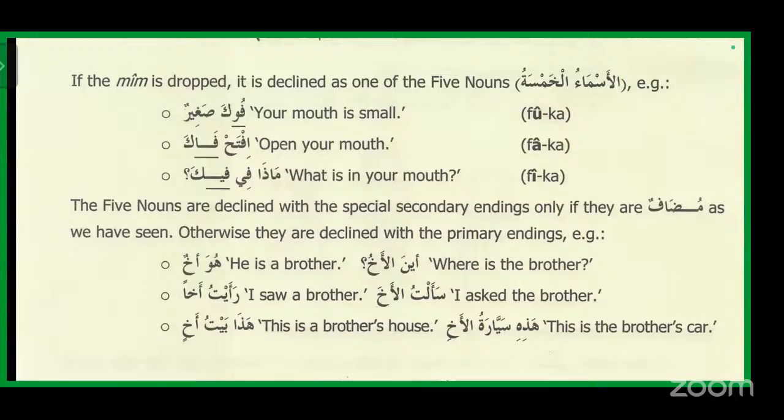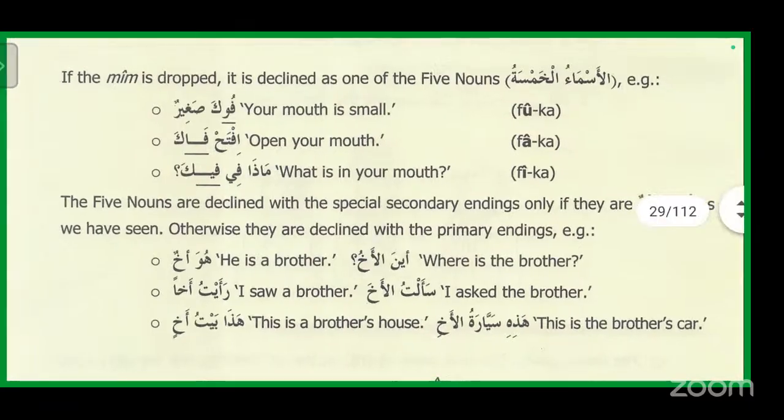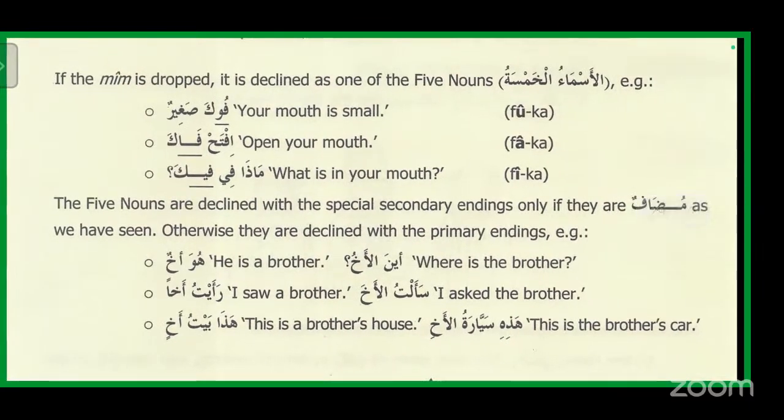If the meem is dropped, it is declined as one of the five nouns, al-asma'ul khamsa. Example. Fuka sagirun. Your mouth is small. Iftah faka. Open your mouth. Maza fi fika. What is in your mouth? The five nouns are declined with the special secondary endings only if they are mudafun, as we have seen. Otherwise, they are declined with the primary endings.